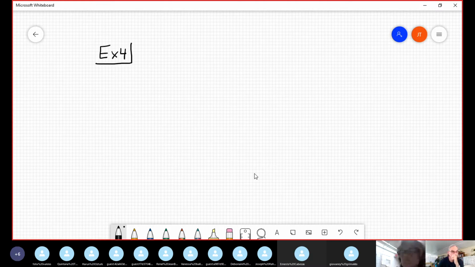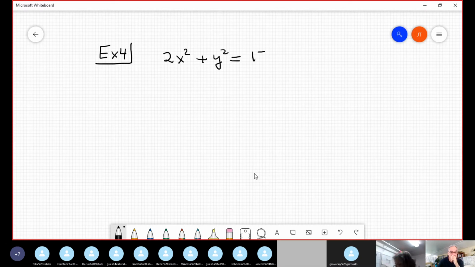Example number 4 is 2x squared plus y squared equals 17. This is my first equation. My second equation is x squared plus 2y squared equals 22. And this is equation 2.